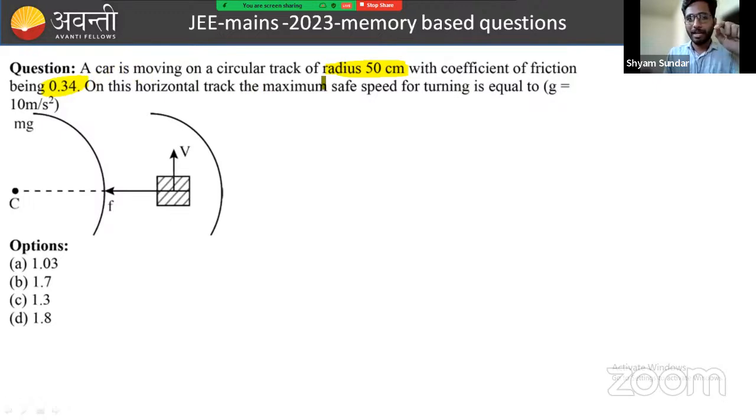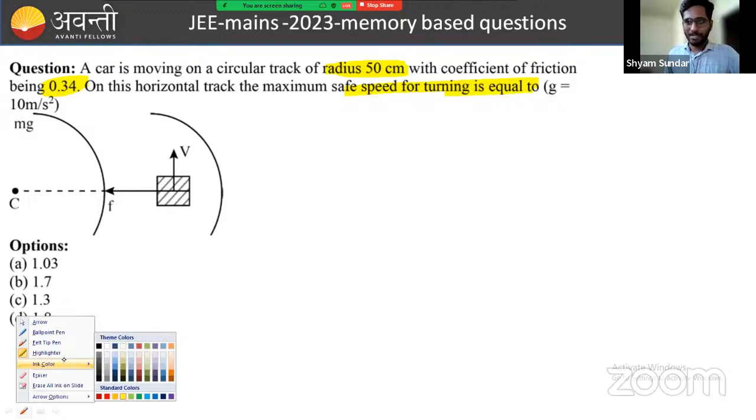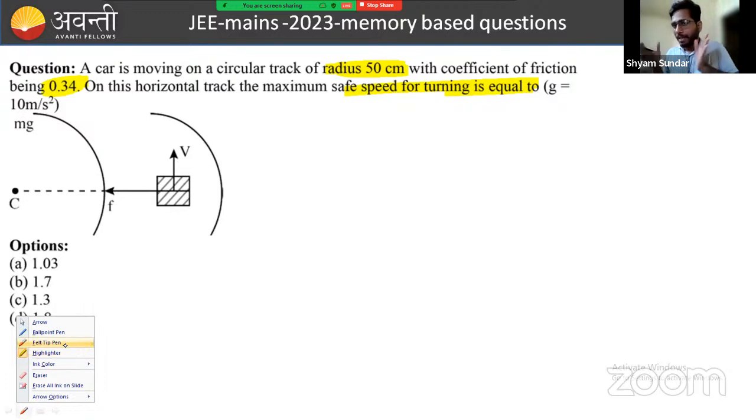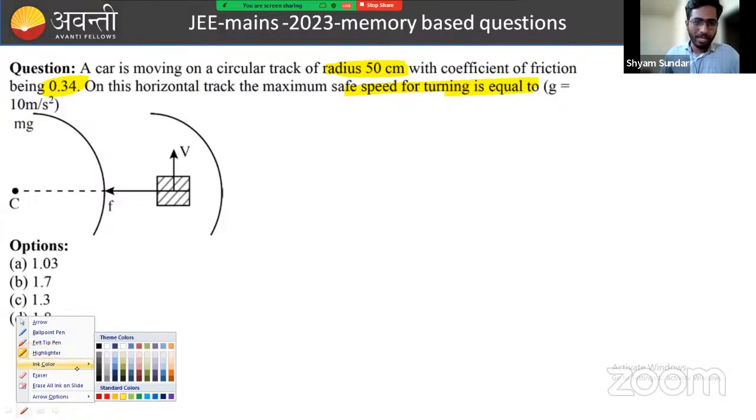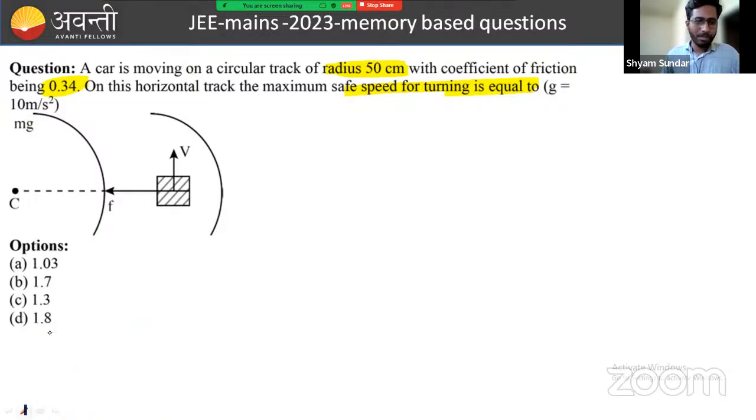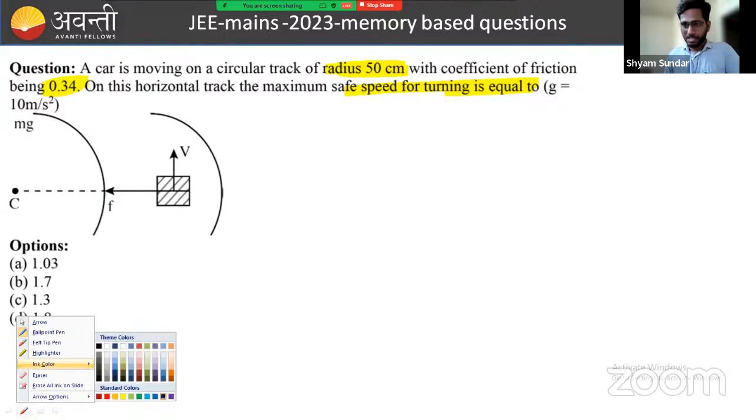On a horizontal track, the maximum safest turning speed means the minimum velocity we have to maintain on that circular track. That is a horizontal track, not an inclined one. Here there is no banking of the road. We have to calculate the safest speed.